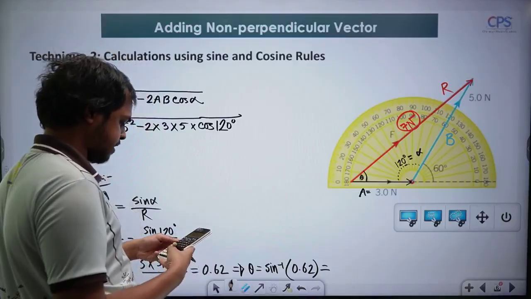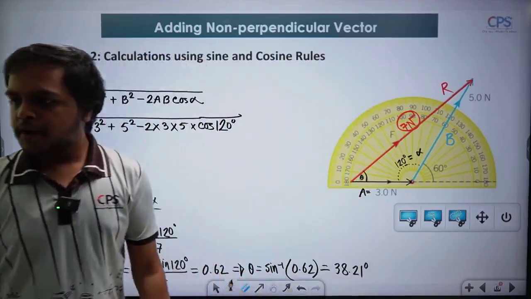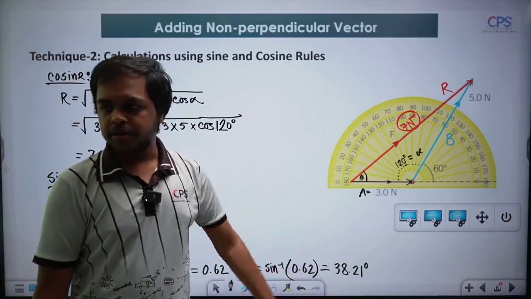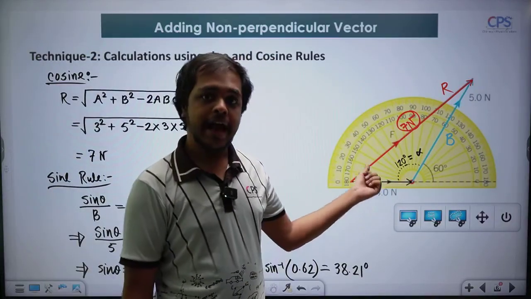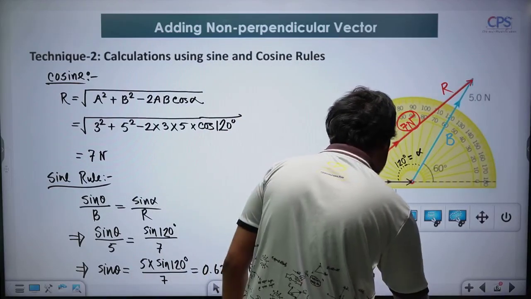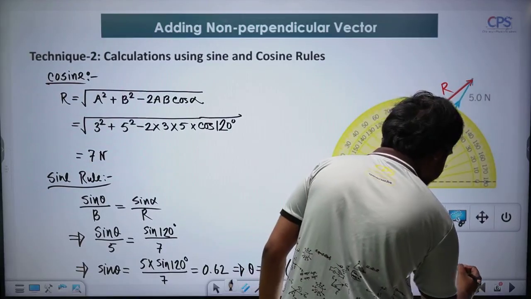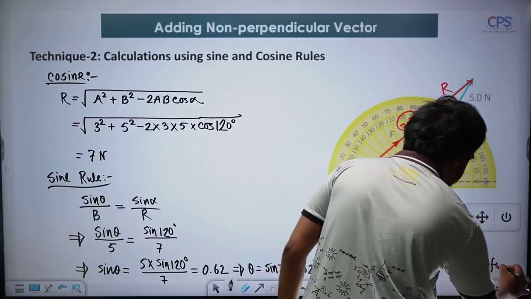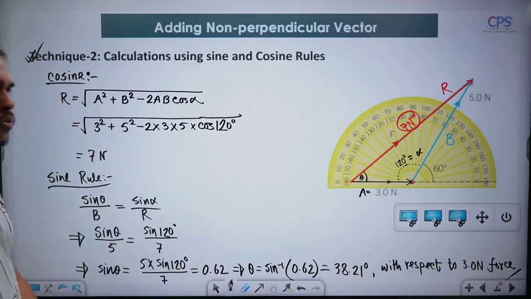So I will get the sine inverse of the answer. This is 38.21 degrees. For perfection, you need to mention with respect to whom, because this theta angle is the angle between A and R. Okay, so we just need to mention with respect to A, or with respect to the 3 Newton force only. Okay, so done. This is the technique that we can use.